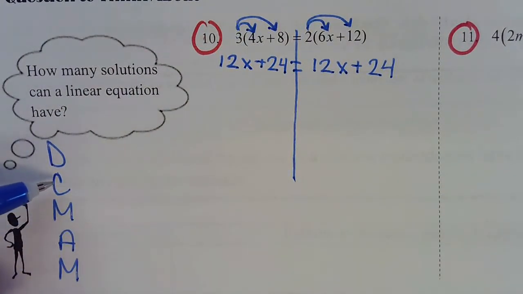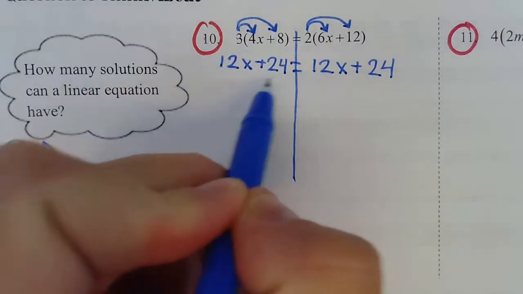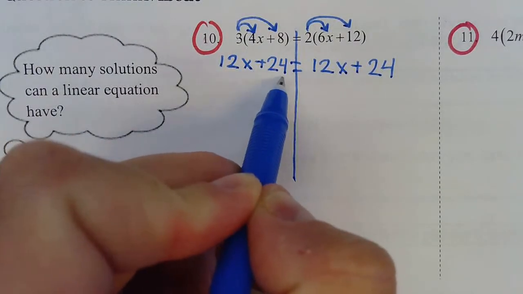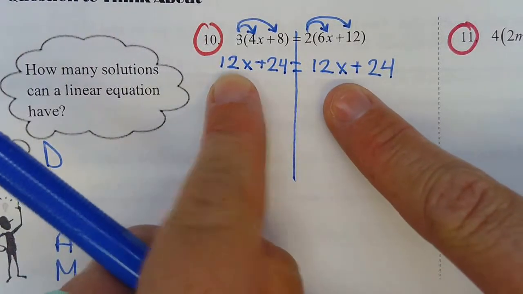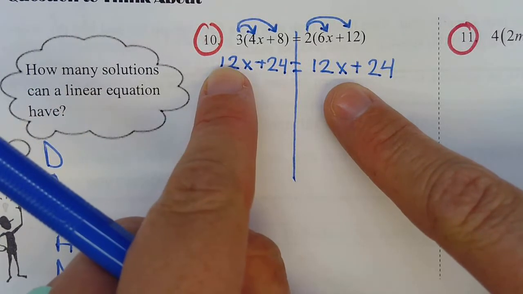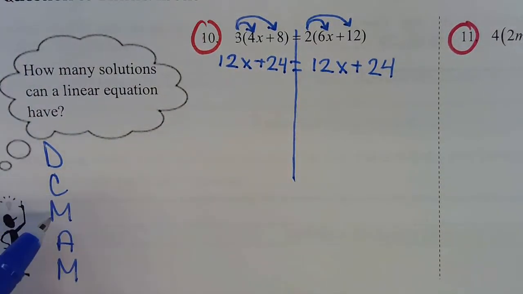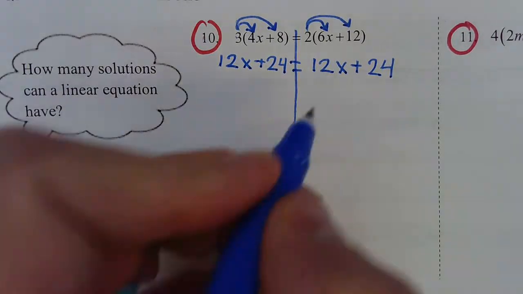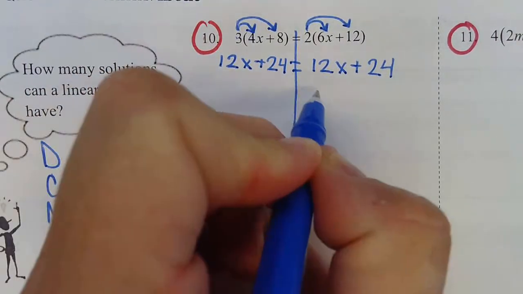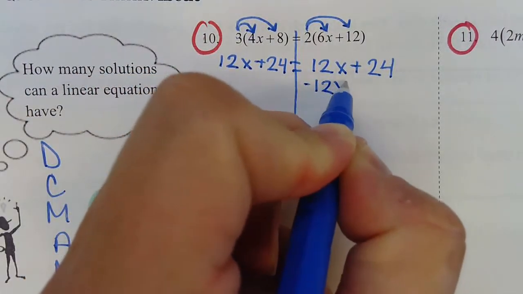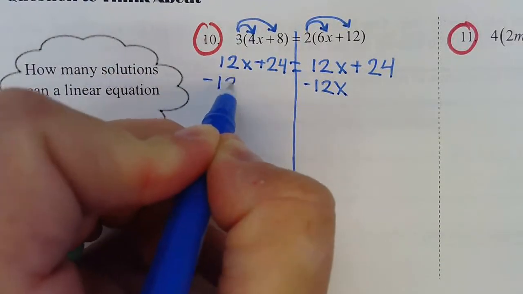Do I have any terms to combine? No. But you have to combine the two things that have the variable next to it. I can't combine them together unless they're on the same side of the equal sign. So I can't combine like terms, so I'm going to move my variables. I'm going to bring this 12x over to the left-hand side by subtracting it. So I subtract 12x.